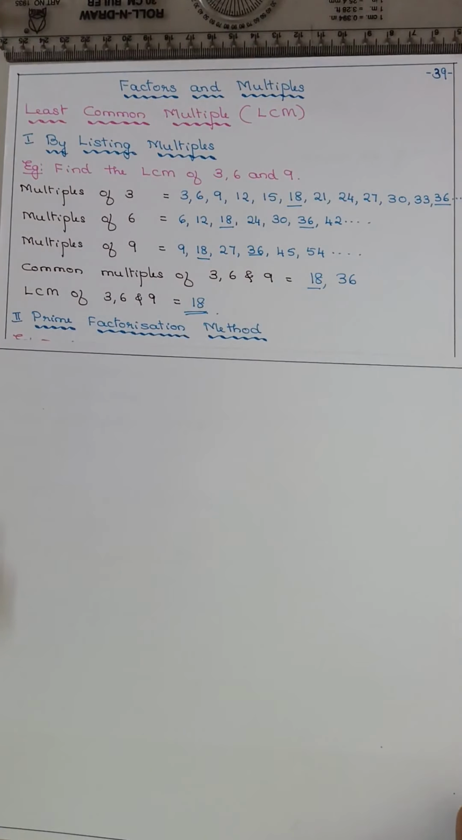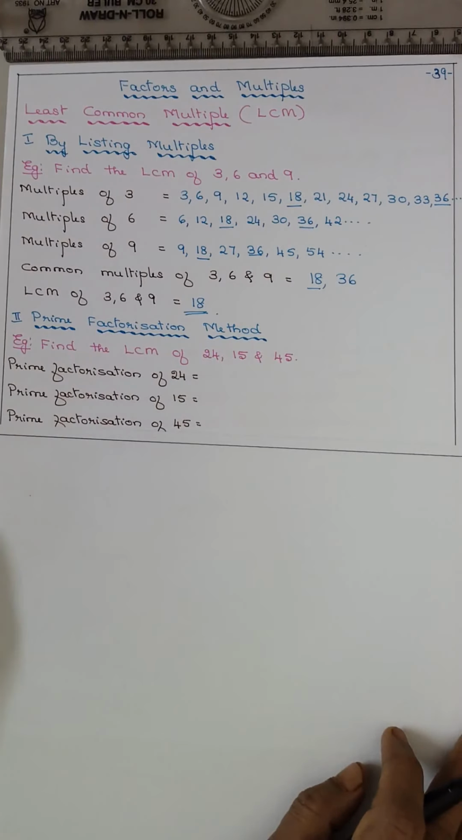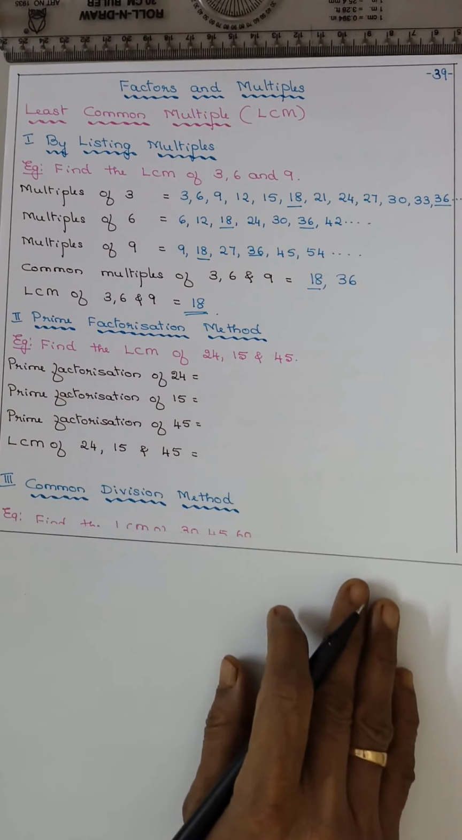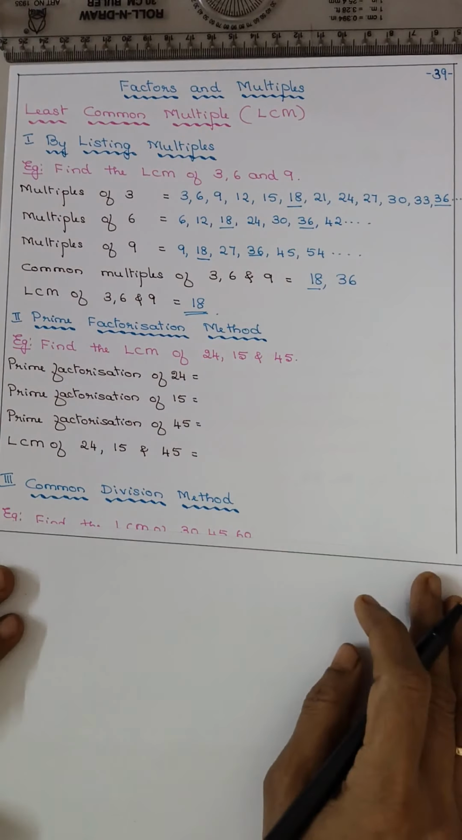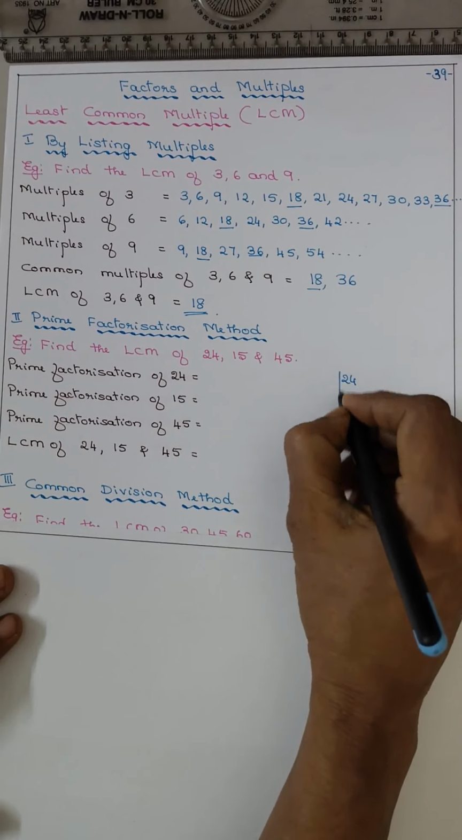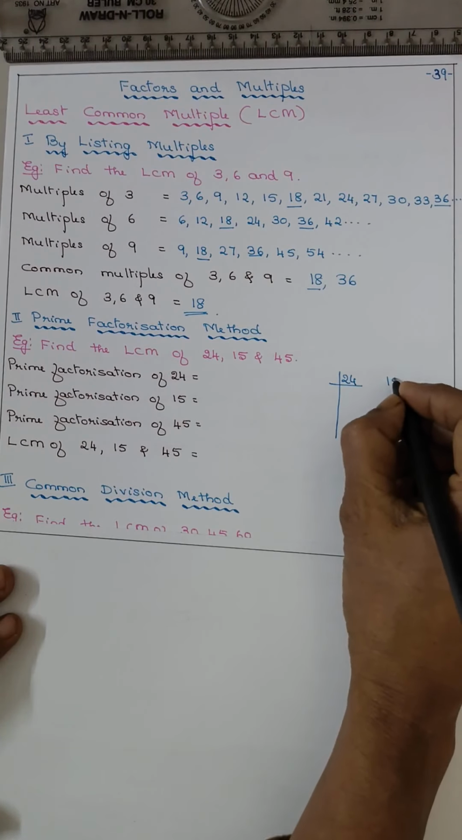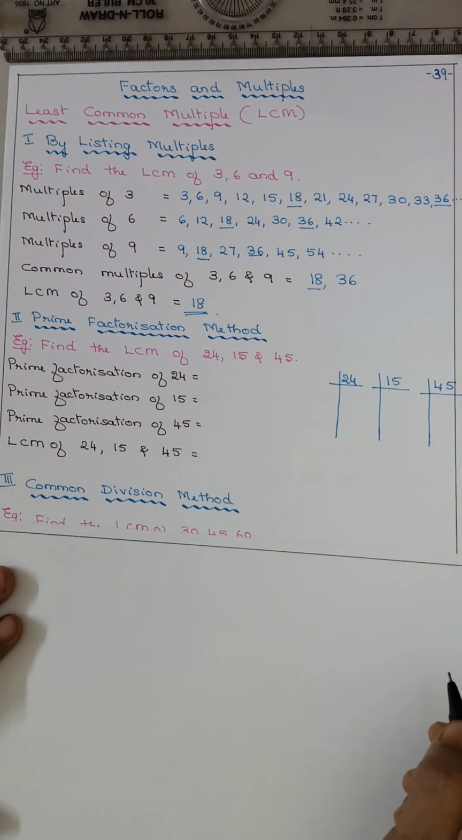This is the listing method, listing the multiples. Now coming to prime factorization method. तो HCF में first listing the factors, second was prime factorization method. So here also do the prime factorization. So first you have to write 24, then 15, then 45. तीनों का प्राइम फैक्टराइजेशन करने का है.